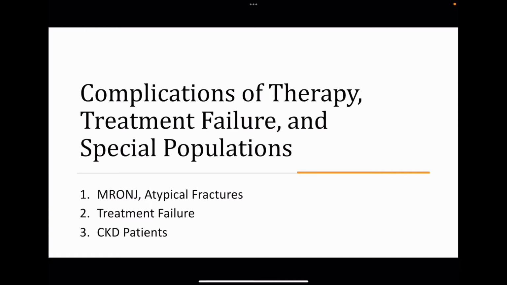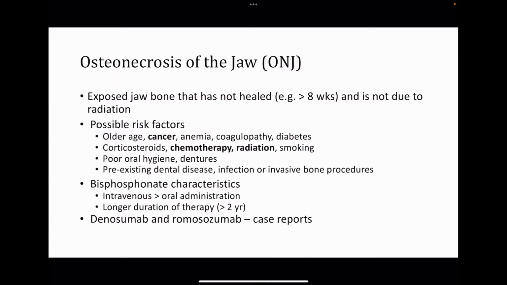We're moving on to some complications of therapy, what to do if treatment fails, and what to do in specific populations, in particular CKD patients. Osteonecrosis of the jaw is associated mostly with bisphosphonates. That is when the jawbone is exposed and has not healed. It's been at least 8 weeks or more, and it's not due to radiation.